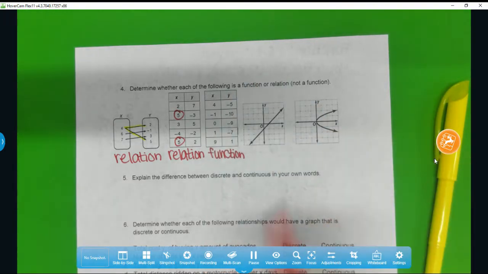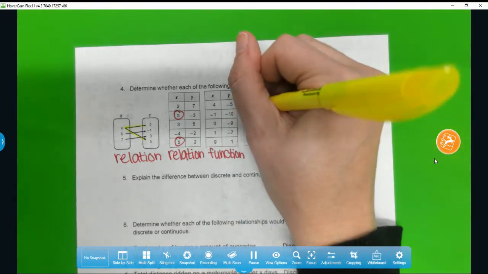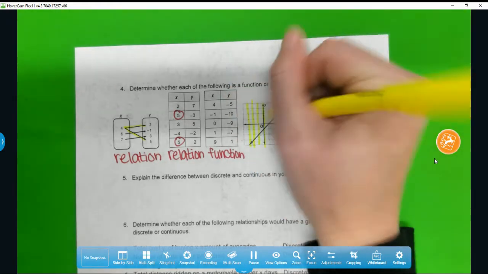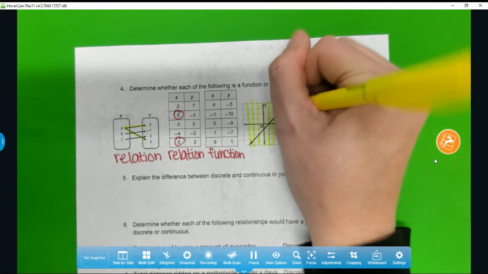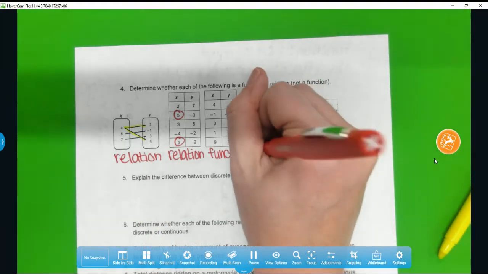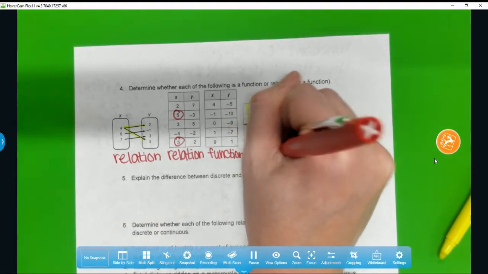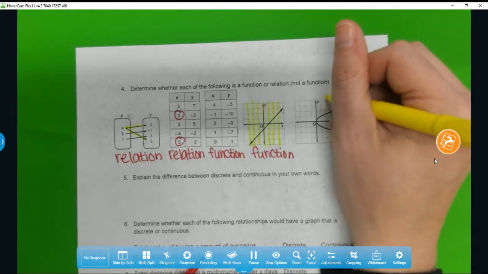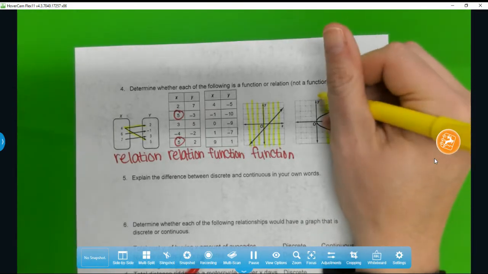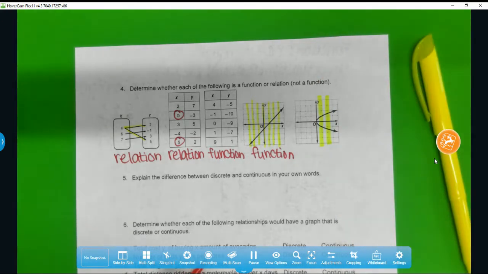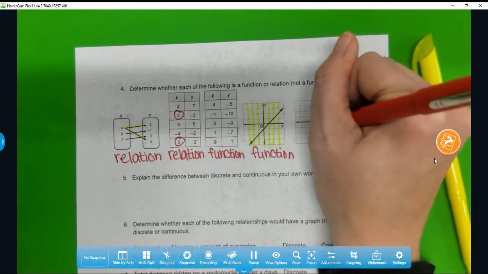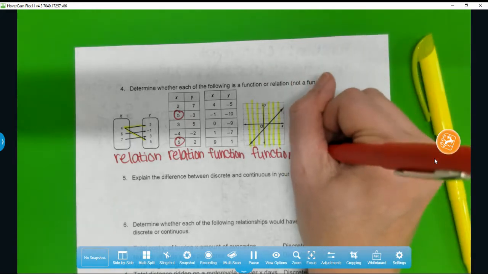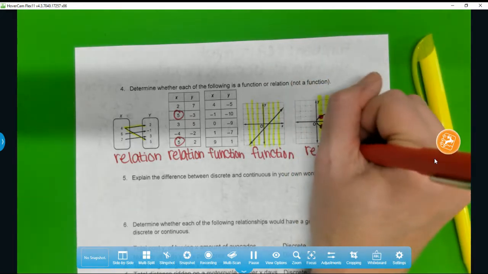Remember, here you do the vertical line test. So if I were to draw vertical lines, each vertical line only touches my graph one time, so that makes that one a function. Here, it would touch more than once because it touches here and here on that same vertical line. So that is a relation.